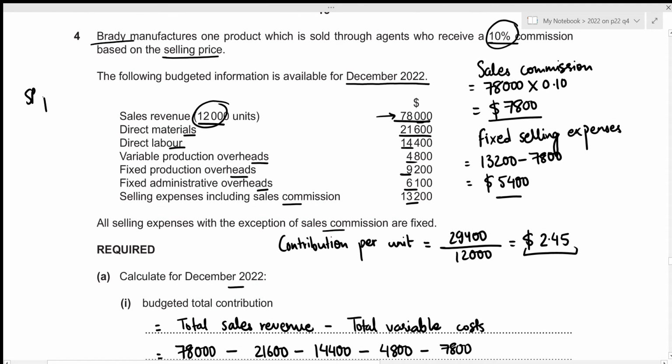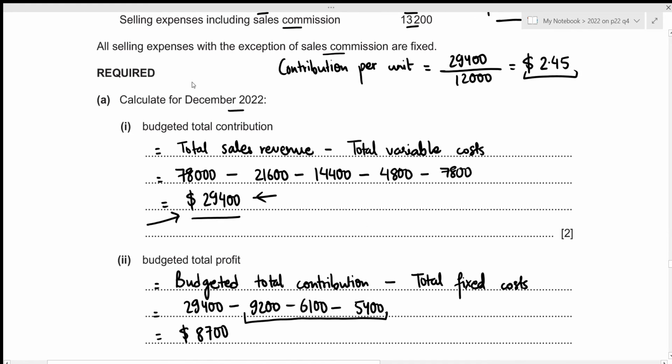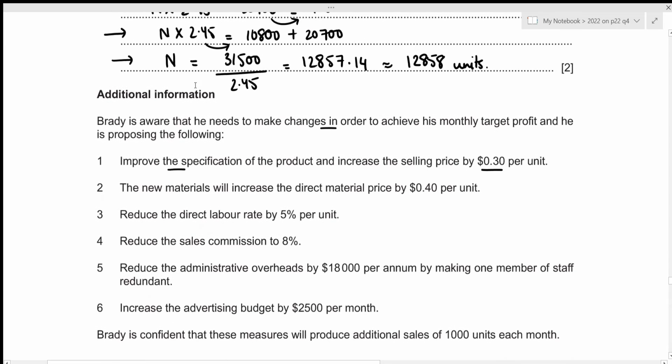The selling price per unit is going to be the total sales revenue divided by the number of units, and the total sales revenue is 78,000. If we divide it by the number of units, which is 12,000, this gives the selling price per unit to be 6.50. Now let's make the change. We now need to increase the selling price by 0.30 per unit. So the selling price per unit after making the change is going to be 6.5 plus 0.3, which results in 6.8.